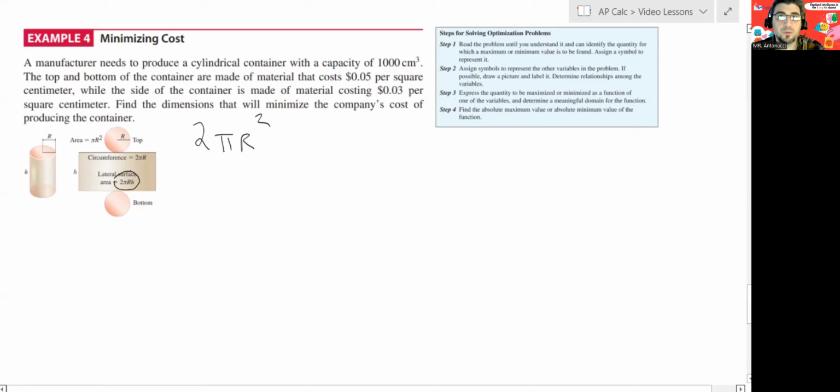Now we know that the volume of the cylindrical container is 1,000. And we also know that the volume of the cylinder is pi r squared h. Now we're not optimizing the volume. That's our constraint. We know the volume has to be 1,000. So we can set that equal to 1,000. This is what we would call our secondary equation. The primary equation is the cost.